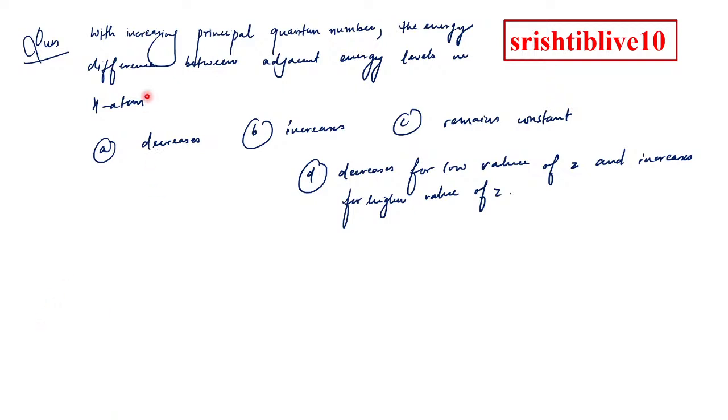Again a very simple question. With increasing principal quantum number, the energy difference between adjacent energy levels in each atom. We have discussed this thing very clearly in the special classes also. The options are: increases, decreases, remains constant, decreases for low value of Z and increases for high value of Z.